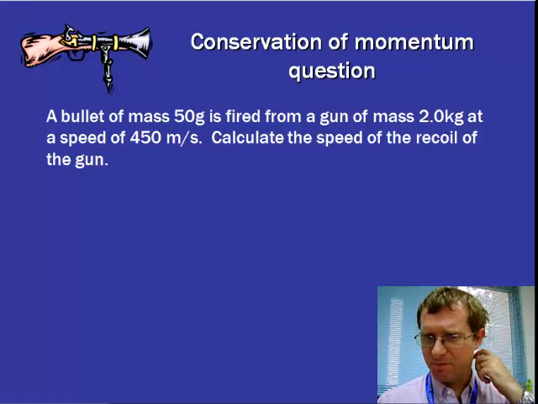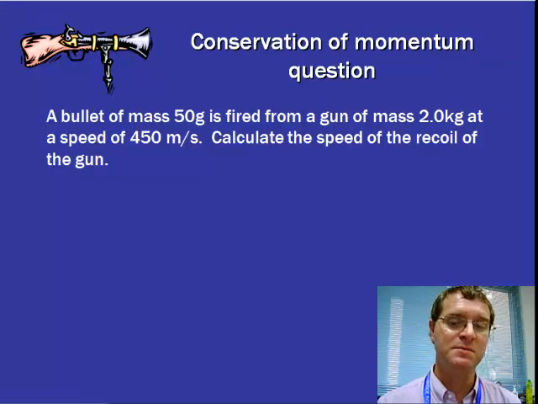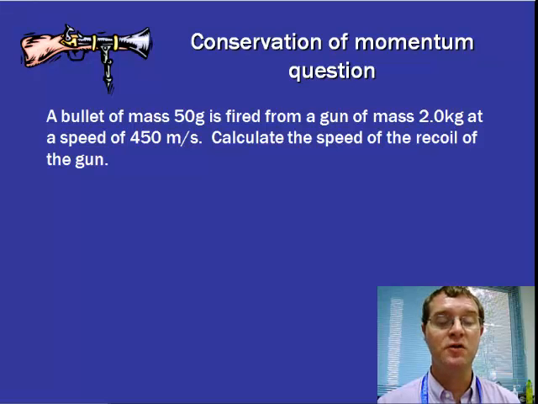So here's a conservation of momentum question. A bullet of mass 50 grams is fired from a gun of mass 2 kilograms at a speed of 450 meters per second. Calculate the speed of recoil of the gun.